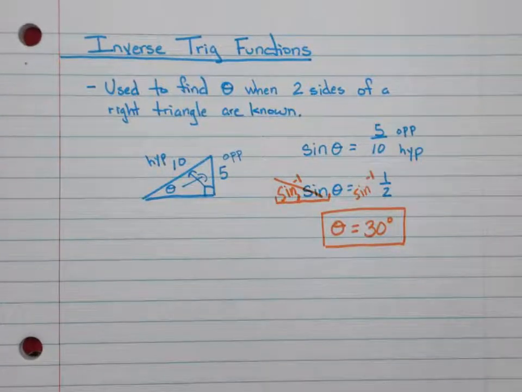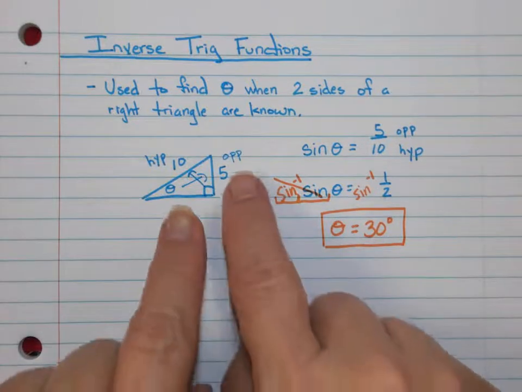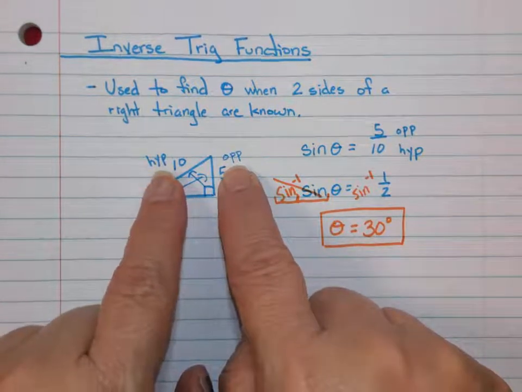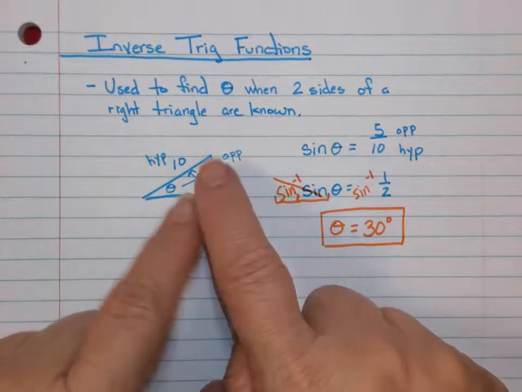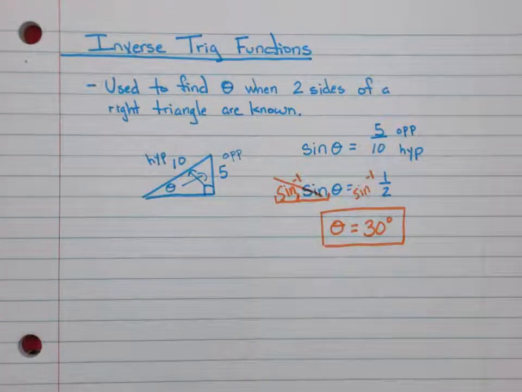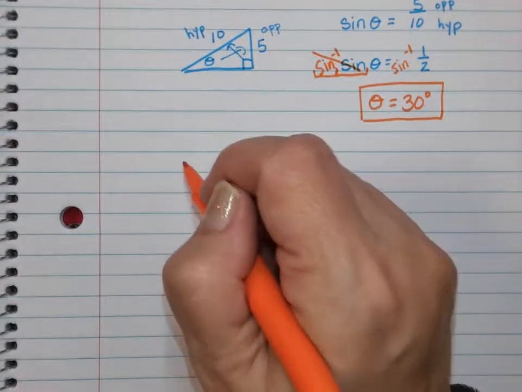You do the same thing with cosine, you do the same thing with tangent. You're remembering this from geometry. Now, if somebody said, Ms. Collier, why did you use sine? I used sine because it had opposite and hypotenuse. So depending on which sides you have, that determines what trig function you would use. Alright, let's do one additional example.